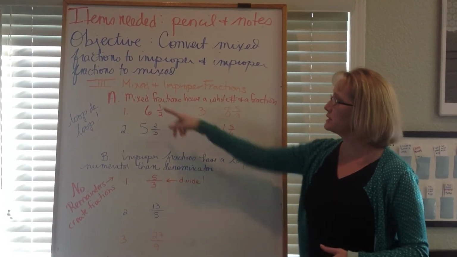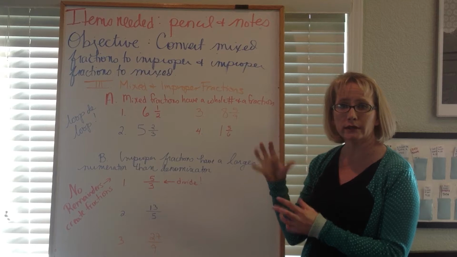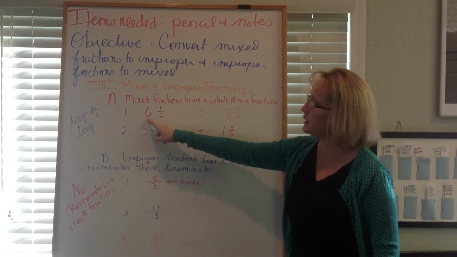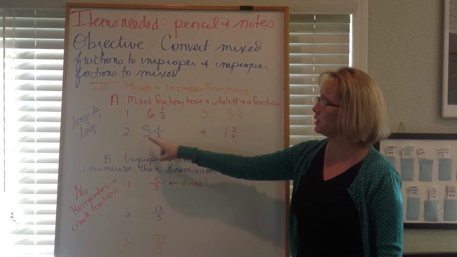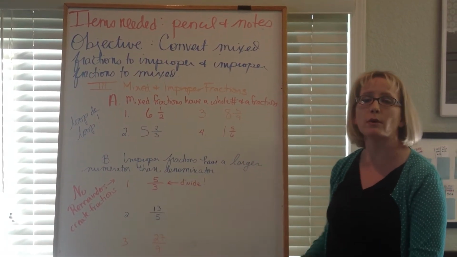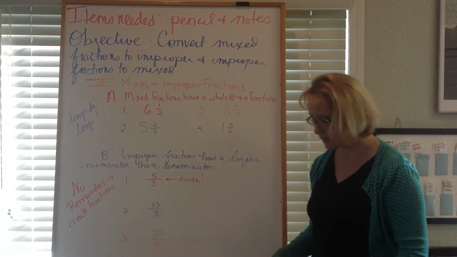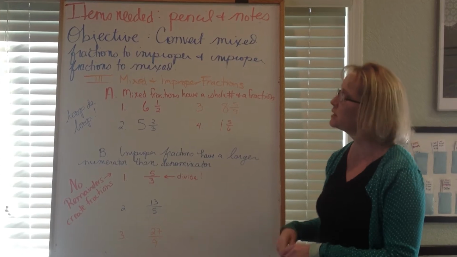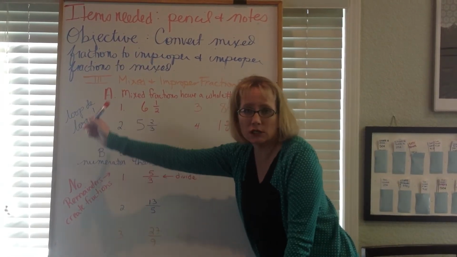Remember when we define them, a mixed fraction has a whole number and then a fraction next to it. They're mixed, okay? So here's an example. A whole number and a fraction, a whole number and a fraction, whole number, fraction. These are mixed fractions, but we need to turn them improper. Improper, remember, means the numerator is bigger than the denominator. It's just not right. So we're going to use this process called loop-de-loop.